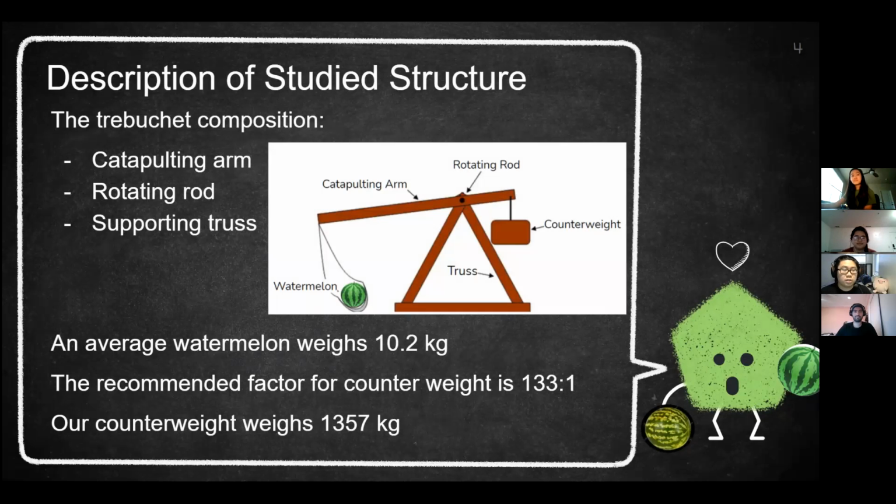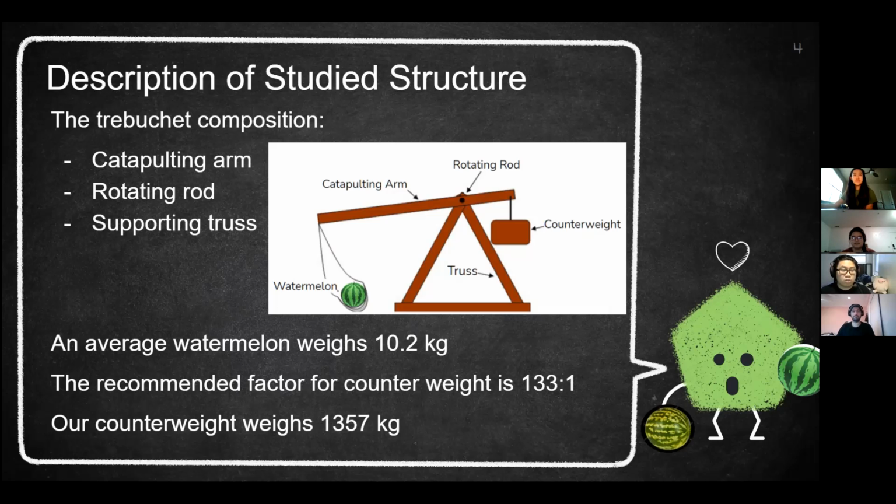Our siege weapon of choice, the trebuchet, will be comprised of three main components: the trebuchet arm, the pin at which the arm rotates about, as well as its supporting truss. All of these components can be seen on the diagram within the slide, where the trebuchet arm will be loaded by both the watermelon as well as counterweight.